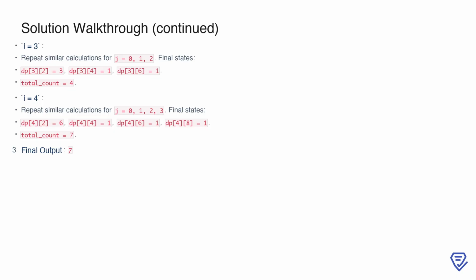Finally, for i equals 4, we perform similar calculations across all preceding indices. The final dp[4] at index 4 contains counts for differences 2, 4, 6, and 8, with dp[4][2] equals 6 being the most significant. This means we've extended many subsequences with difference 2 to reach the current index. By the end of all iterations, total_count reaches 7, representing the total number of valid arithmetic subsequences of length 3 or more. The output for this example is therefore 7.